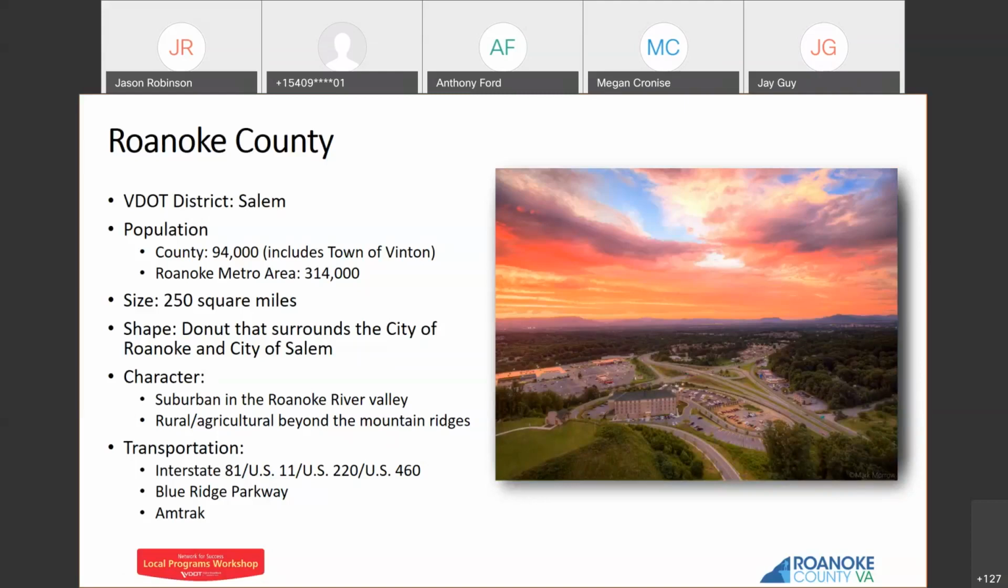So the image that's shown now is our Tanglewood area, and it's a view of US 220 running north and mountains in the background, which is beyond the city of Roanoke limits. We have Interstate 81, US Route 11, US Route 220, and US 460 all crossing through the county, as well as the Blue Ridge Parkway. And we have relatively new Amtrak service to the city of Roanoke.